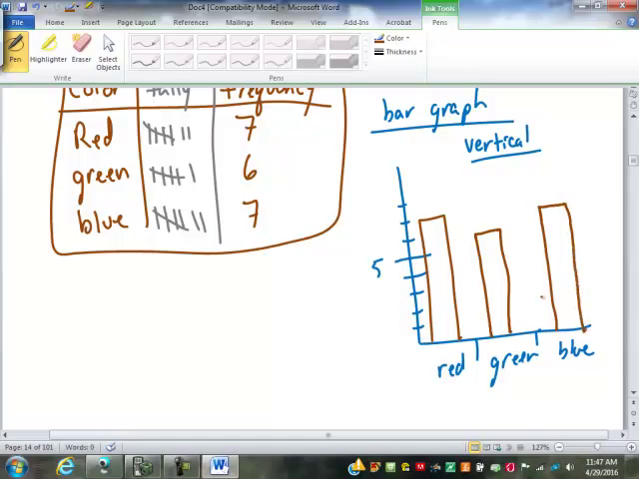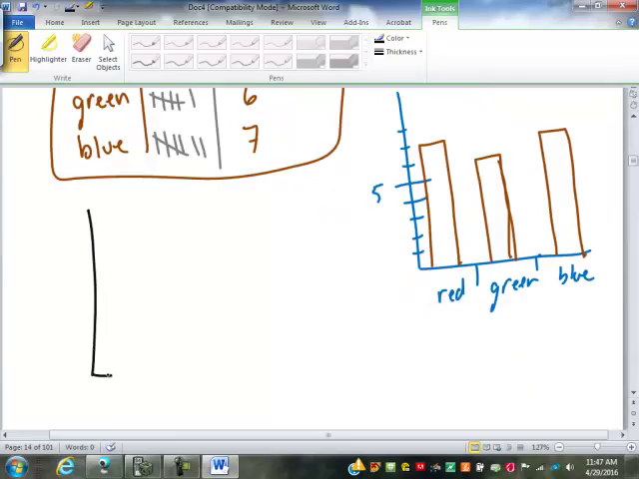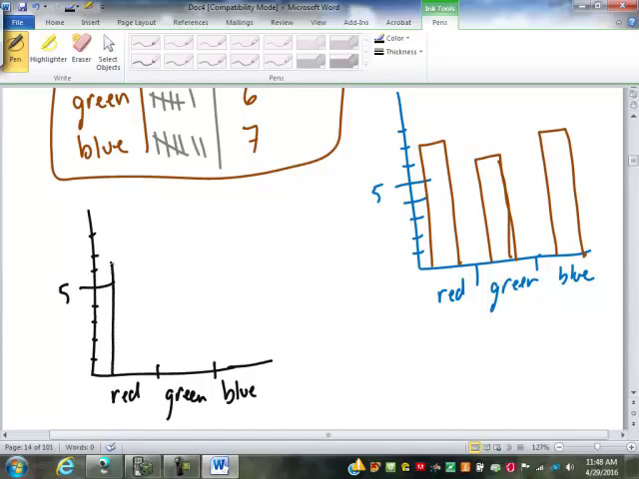Now, one thing I was very careful to do when I was making this bar graph, and I didn't do a great job of it, but I was trying to make the bars the same width for each bar. One thing that is done to try to trick people with a bar graph is something like this. So red is 7. Green is 6. Blue is 7.